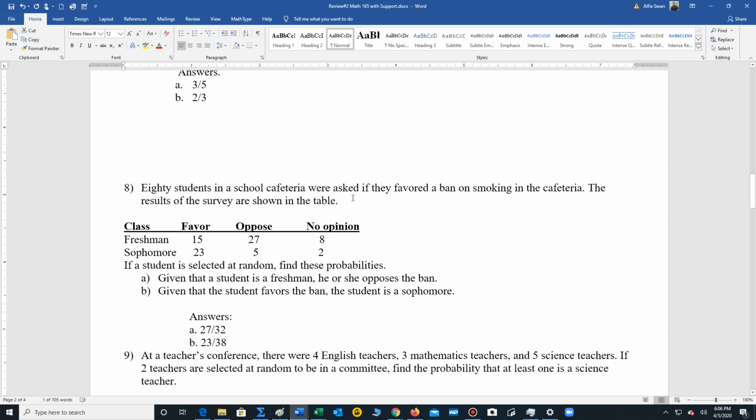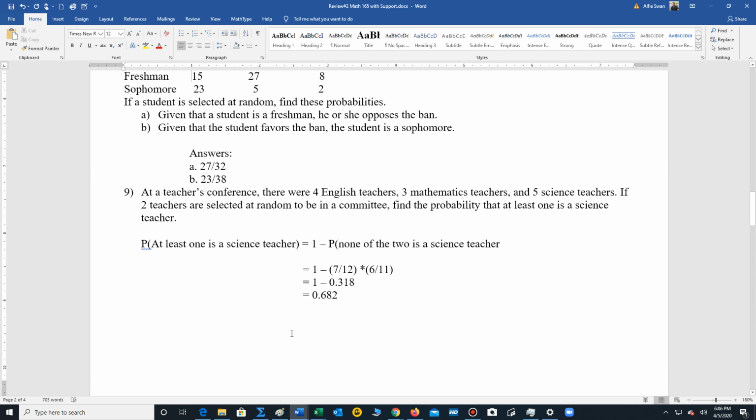Another contingency table. 80 students in the school cafeteria were asked if they favored a ban on smoking in the cafeteria. We have the results in the table here. Now we're looking at a conditional probability, given that a student is a freshman. So we only focus on the freshmen. If we were to add up this row, that's 32 freshmen. He or she opposes the ban. Well, 27 out of the entire sum of the row opposes the ban, so 27 out of 32. Given that the student favors the ban, well, how many people favor the ban? That's 38. The student is a sophomore, so 23 out of 38.